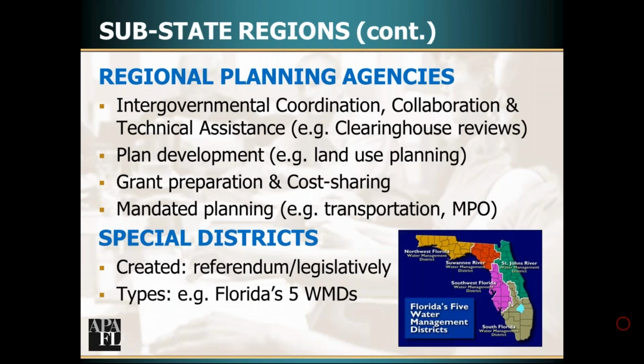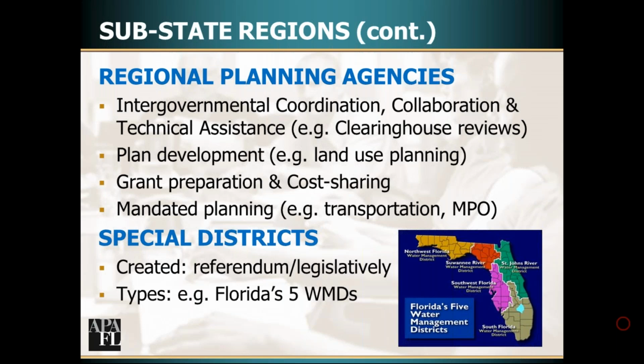Okay, so this led to a lot of regional planning agencies to deal with the clearinghouse reviews. So there was a lot of intergovernmental coordination, collaboration, technical assistance. They deal with typically plan development, land use planning, grant preparation, and sometimes mandated planning, such as they can be an MPO. We don't use them in Florida as MPOs, but in other states, regional planning agencies, or the Council of Governments, COG, which is a similar concept, can be the MPO.